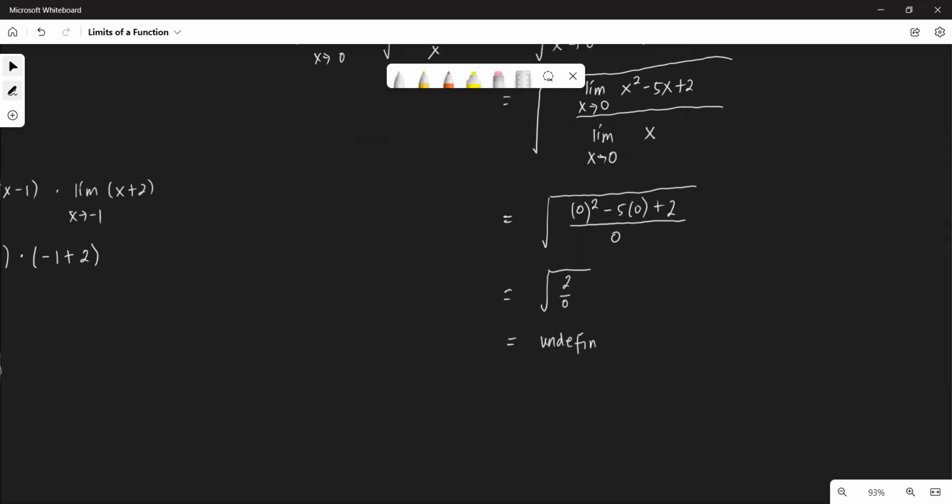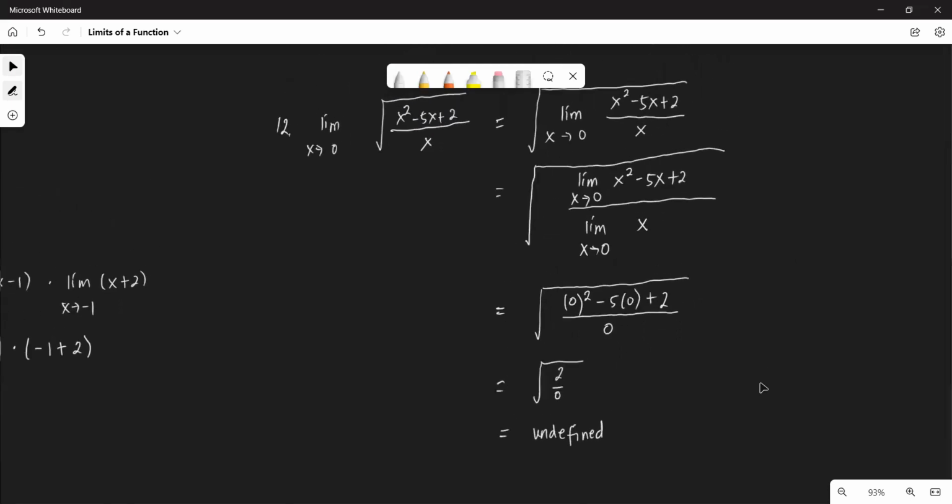Okay, meaning the limit does not exist. Meaning there's no limit. So it's boundless, it's limitless. So I'll show on the right side a graph. If we're going to graph this using a graphing app, we can understand what this undefined limit is all about.